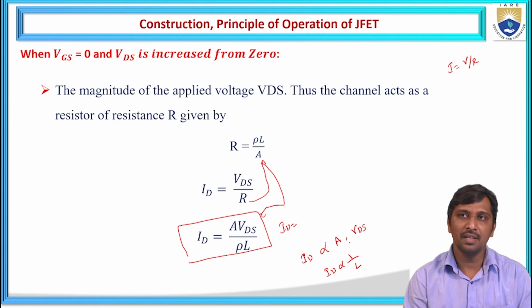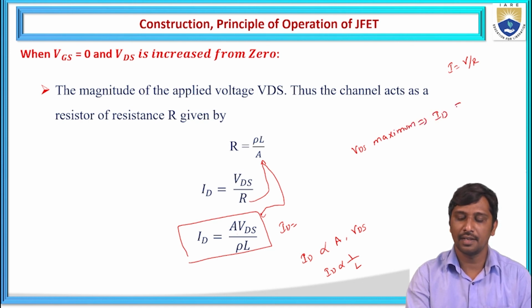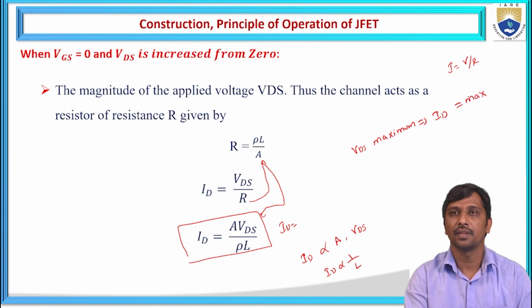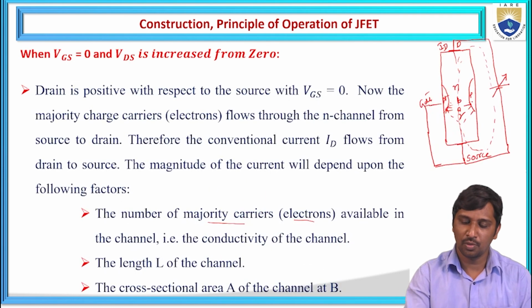If you want to limit this flow of current, we know that if VDS is maximum, then from this representation, the drain current also becomes maximum. If you want to control this flow of drain current, here we need to apply a biasing voltage between the gate and the source. If you observe this representation, if you want to control this, this is the N type bar.